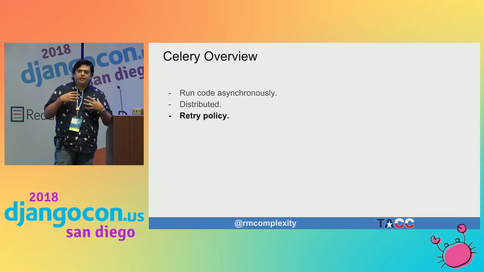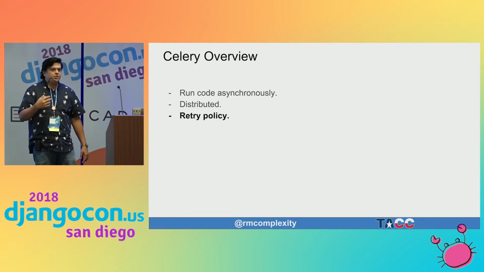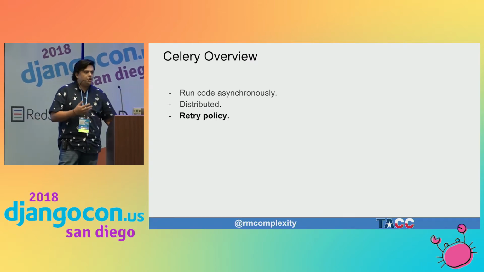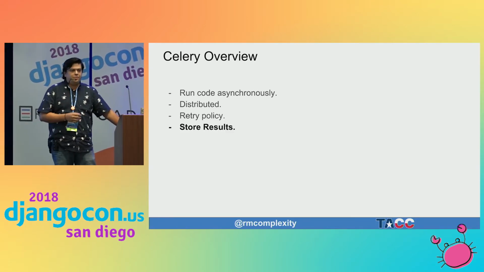Also, it gives us a lot of different things. For instance, we can apply a retry policy on different tasks that don't run, or that error out, or something like that. And we can also store results in different ways.